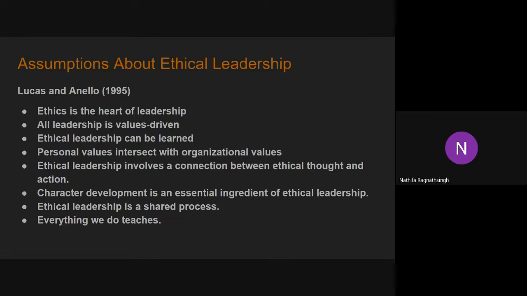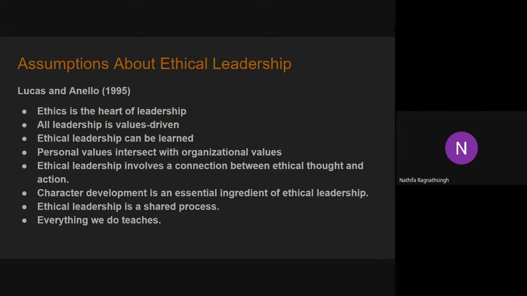Right? The second one being, all leadership is values driven. Values driven leaders lead from a deep sense of purpose and demonstrated commitment to values such as honesty, integrity, courage, and more. Third, ethical leadership can be learned. So ethical leadership can be looked at as a process. In order to reach a point where your values intersect with your leadership style, you may have to go through different experiences or trial and error to reach that point.